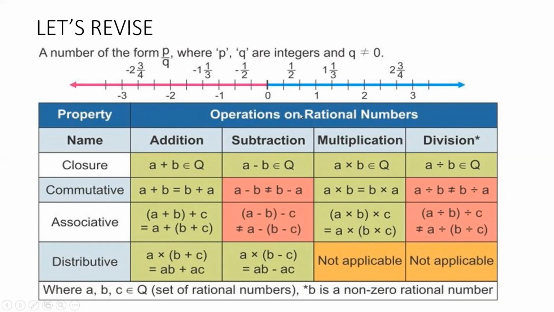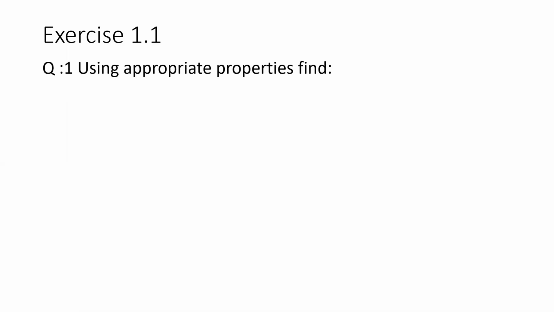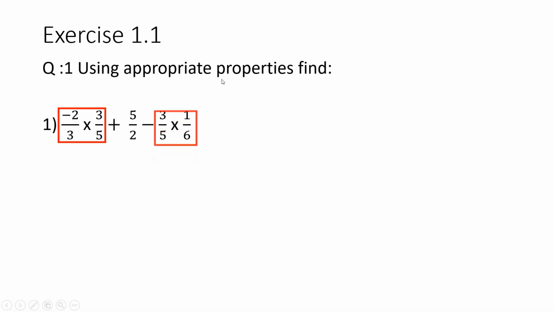Starting with exercise 1.1, question number 1, using appropriate properties, find the value of minus 2 upon 3 into 3 upon 5 plus 5 upon 2 minus 3 upon 5 into 1 upon 6. Students, here you can see we are multiplying minus 2 upon 3 with 3 upon 5 and also 1 upon 6 with 3 upon 5.